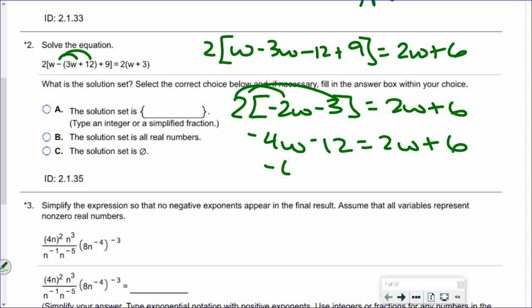Bringing that over, negative 6w is equal to, bring that over, 18, w is equal to negative 3. Yes? Do we all understand that, yes or no?